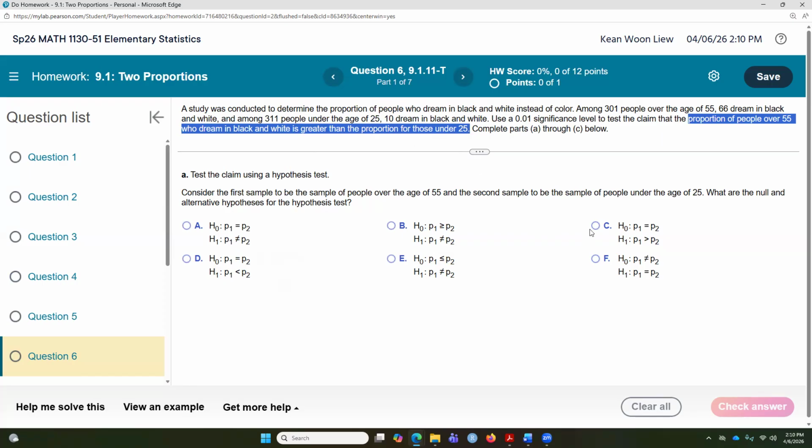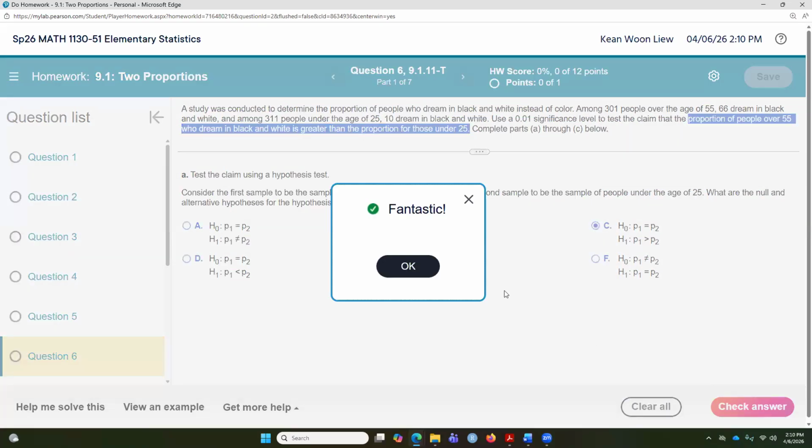So our null hypothesis in this case is P1 equals P2. Don't forget, the null is always equality. The alternative will be either less than, greater than, or not equal to. So that is your H1 in this case.